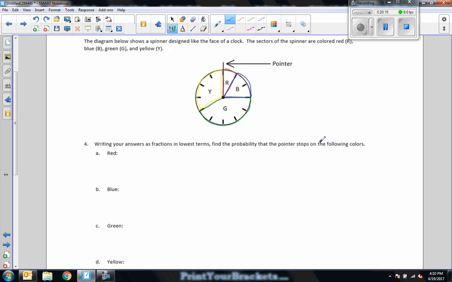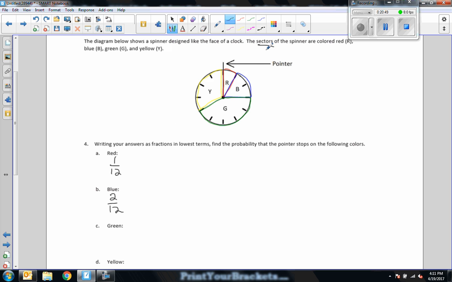Now it says, write your answer as a fraction in lowest terms. Find the probability that the pointer stops in the following colors. Probability of red. Well, if this is a clock, then there should be 12 sections. But 1, 2, 3, 4, 5, 6, 7, 8, 9, 10, 11, 12. So there are 12 sections between each 5-minute marker. Okay, writing your answer as fractions in lowest terms. What's the probability it's red? 1 out of 12 sectors. Okay. Blue. That is 2 out of 12.